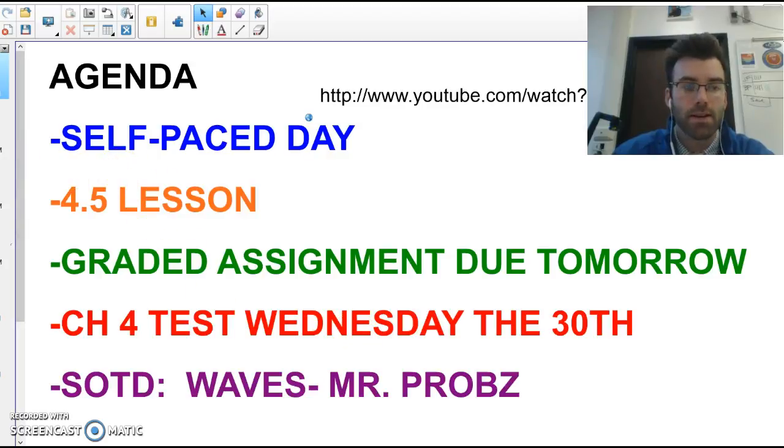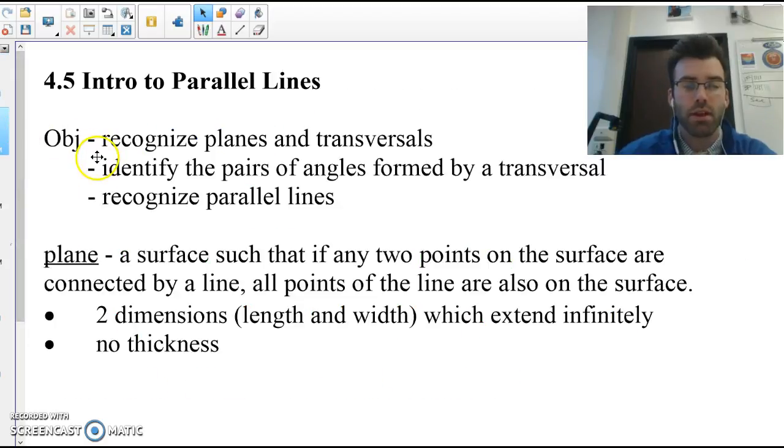Here we go. Let's start 4.5. So today in 4.5, we're doing an introduction to parallel lines. We're going to recognize planes and transversals, identify the pairs of angles formed by a transversal, and recognize parallel lines.